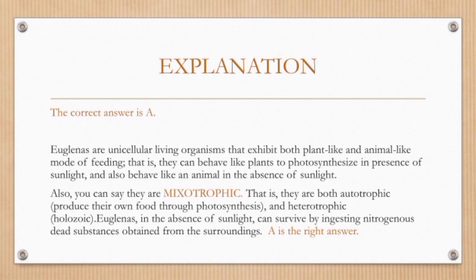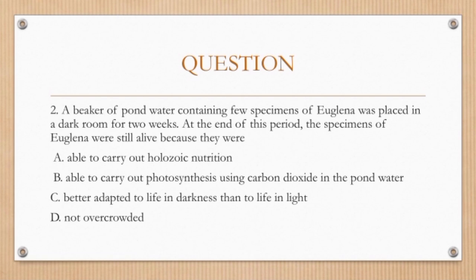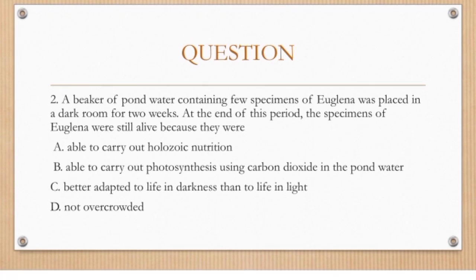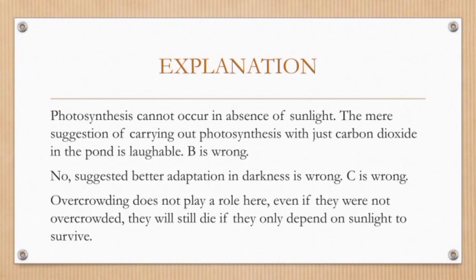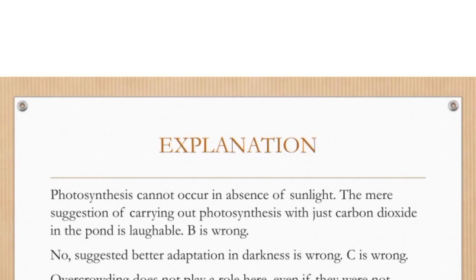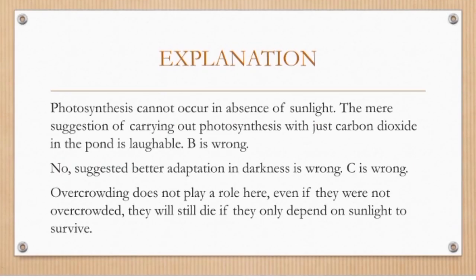That is to say, it's not that they were not able to carry out the other mode of feeding, which is called the heterotrophic or holozoic mode of nutrition. That is why A is the correct answer. So photosynthesis cannot occur in the absence of sunlight. So note that. So that is why A is the answer. So let's see the second question now.